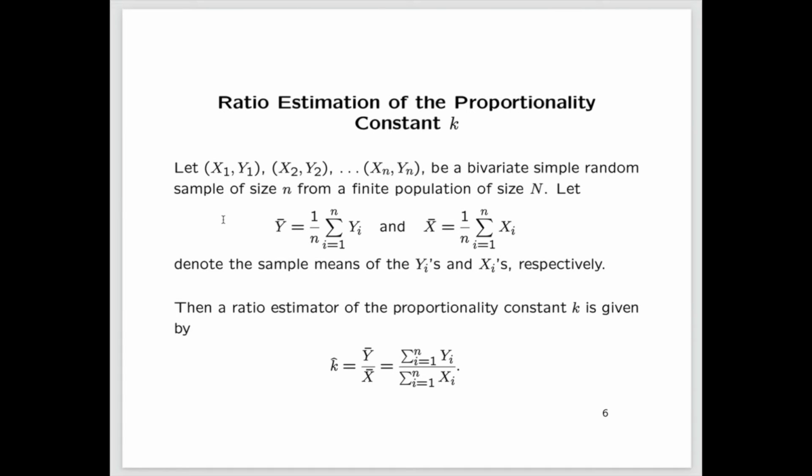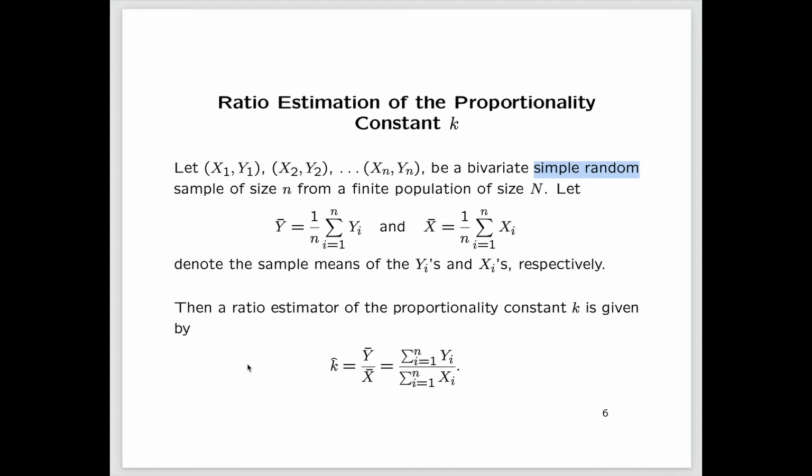And so we start off with a bivariate sample. So let the ordered pairs x1, y1, and x2, y2, and so forth up to x sub n, y sub n be a bivariate simple random sample of size n from a finite population of size N. Now notice that what we're looking at here in this particular context is a simple random sample, a bivariate simple random sample from this finite population of size N. Okay, then we'll let y bar be the mean of the y values and x bar be the mean of the x values.